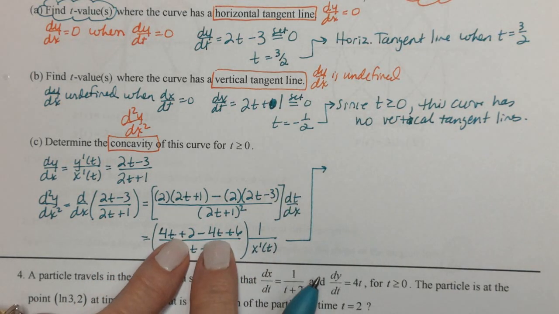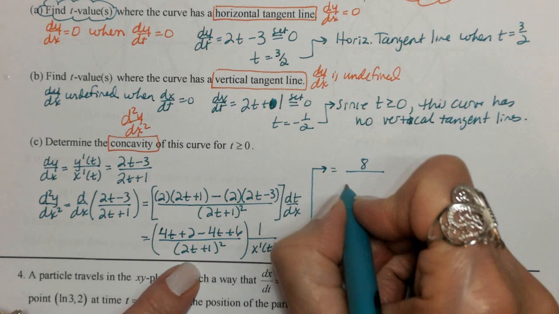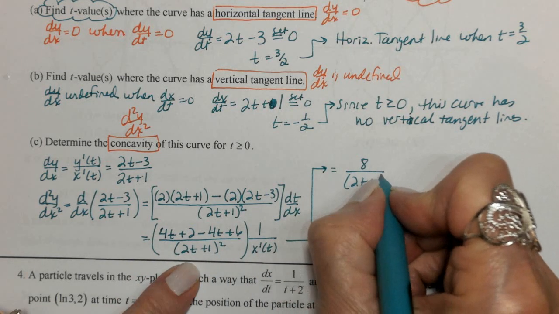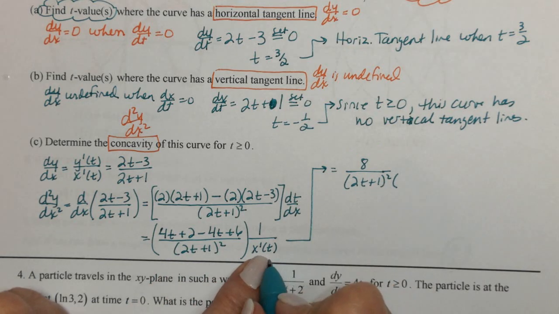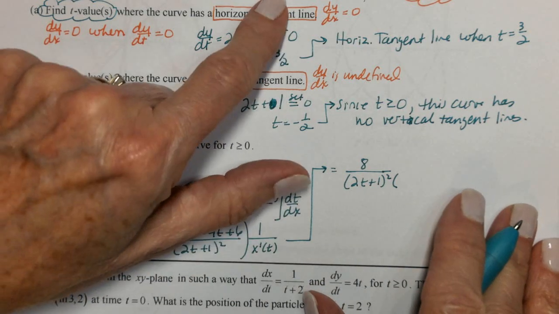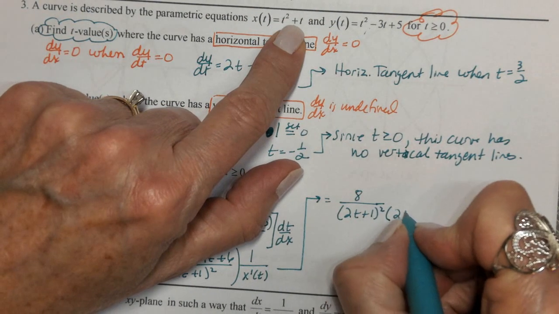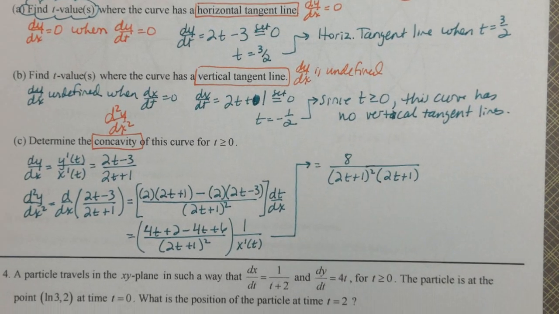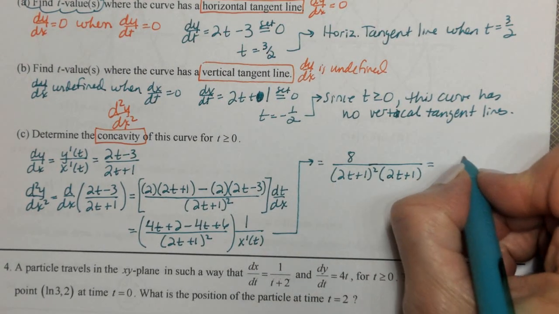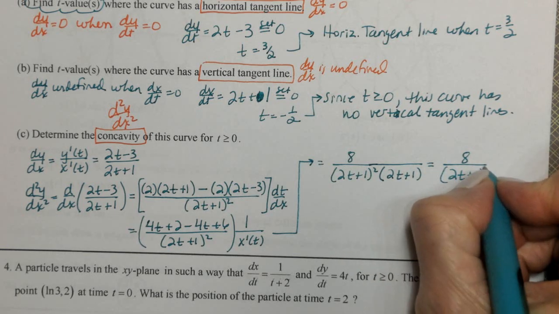In the numerator, the 4t's cancel out, and I'm left with 8 in the numerator over (2t plus 1) squared, times x prime of t. Well, x prime of t is 2t plus 1, which is the same thing that I have squared there in the denominator. So that is 8 over (2t plus 1) cubed.